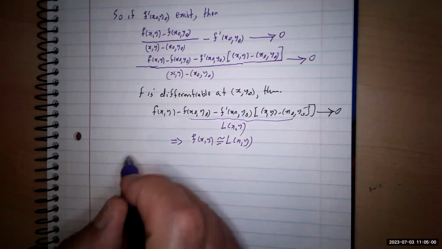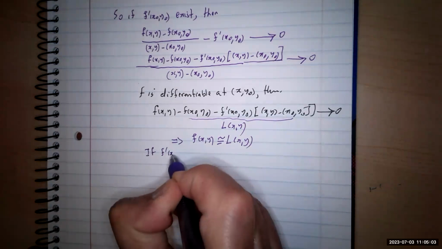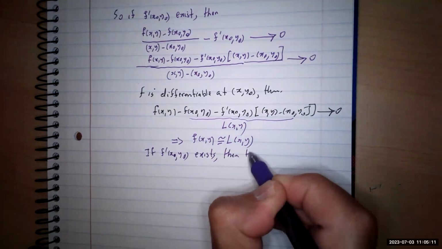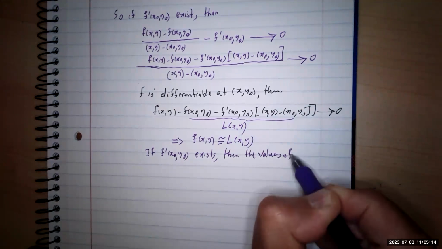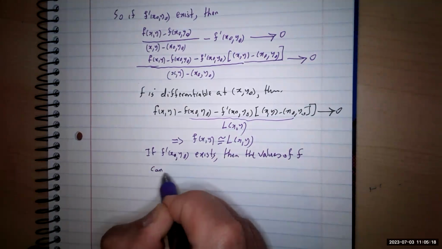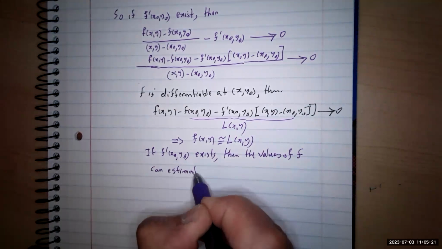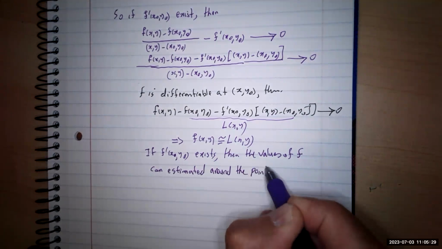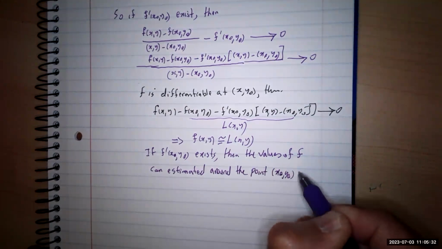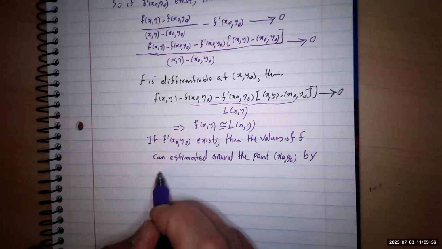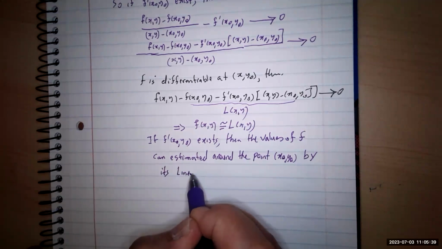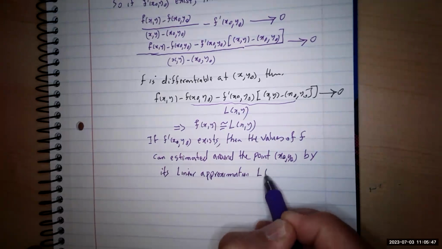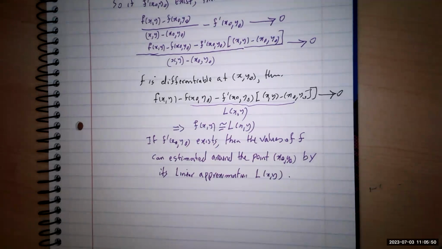These are all motivations. So this means if f prime of x0, y0 exists, then the values of f can be estimated around the point x0, y0 by its linear approximation, which is L of xy. That gives you the hint.